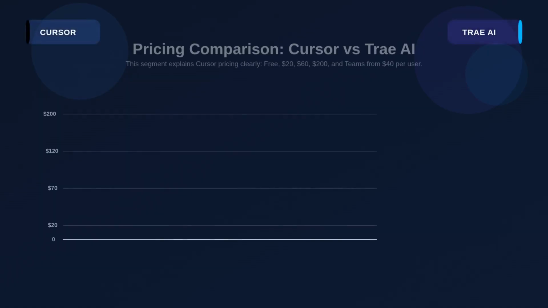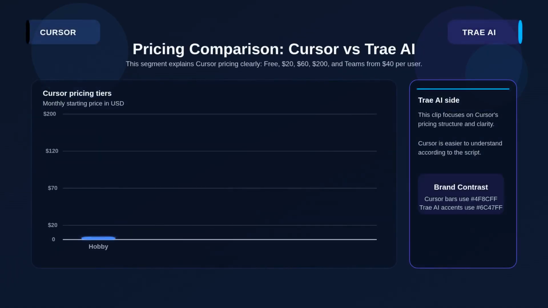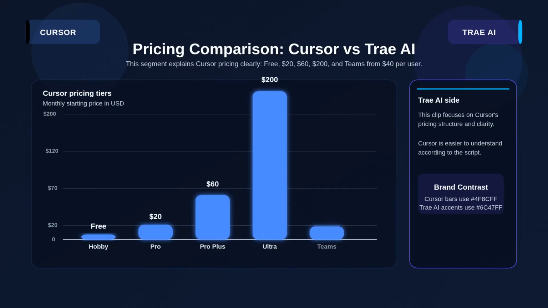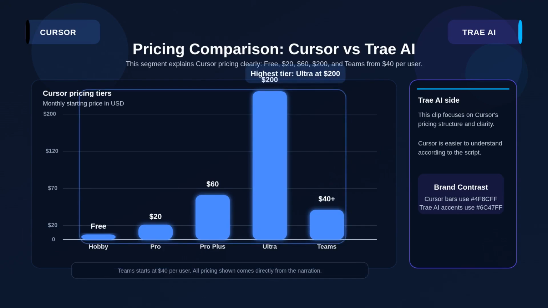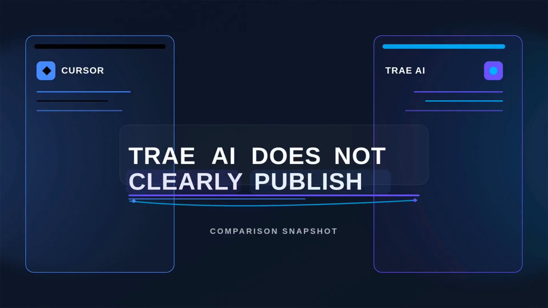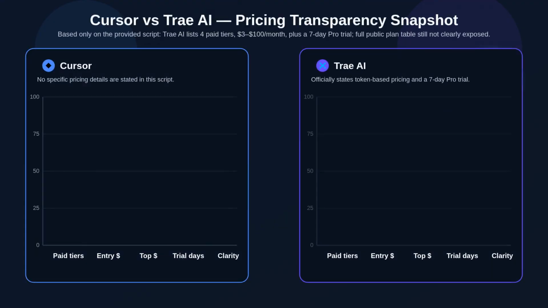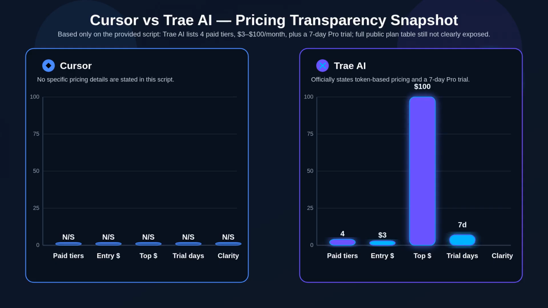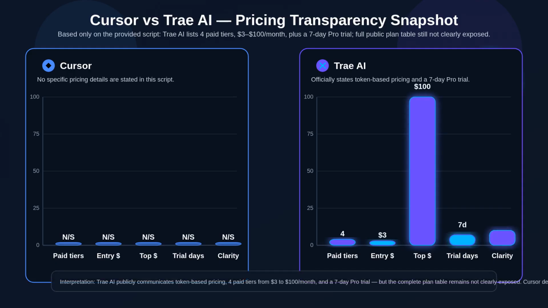On pricing, Cursor is much easier to understand. Cursor has a free hobby plan, then Pro starts at $20 a month, Pro Plus is $60, Ultra is $200, and Team starts at $40 per user. Trae AI does not clearly publish a verified free plan on the pricing page. Trae AI officially says it uses token based pricing with four paid tiers ranging from $3 to $100 a month. And it officially offers a 7-day pro trial, but the full public plan table is still not clearly exposed.